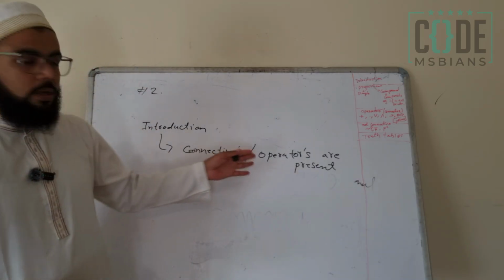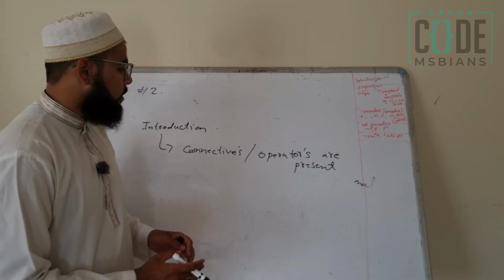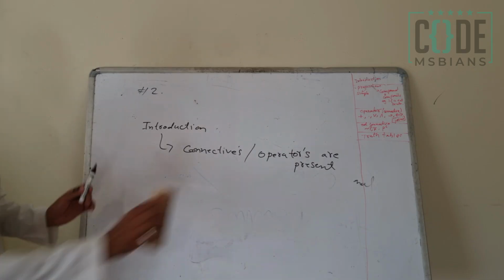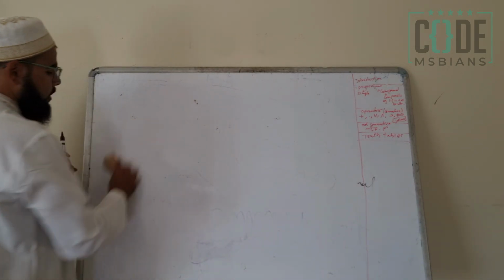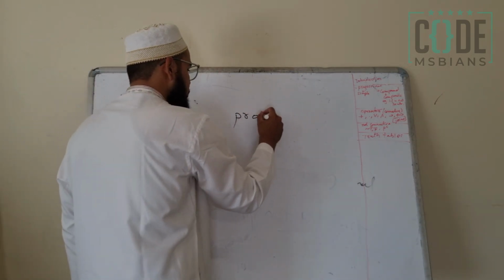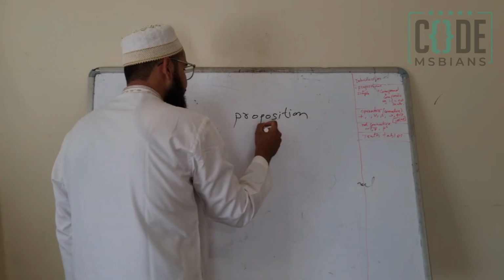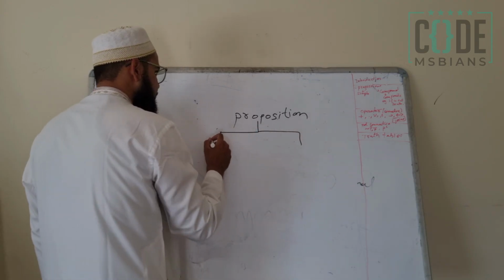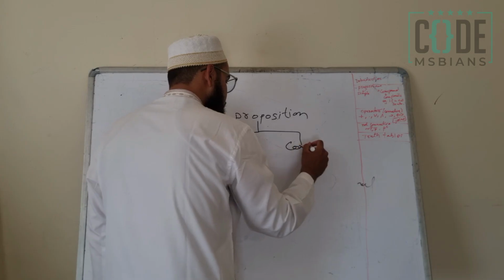Now before going into the connectives and operators, I first wanted to tell you one thing: propositions can be classified into two categories. Let's start with the propositions only. So we have a proposition, and the one is simple and the other one is compound.